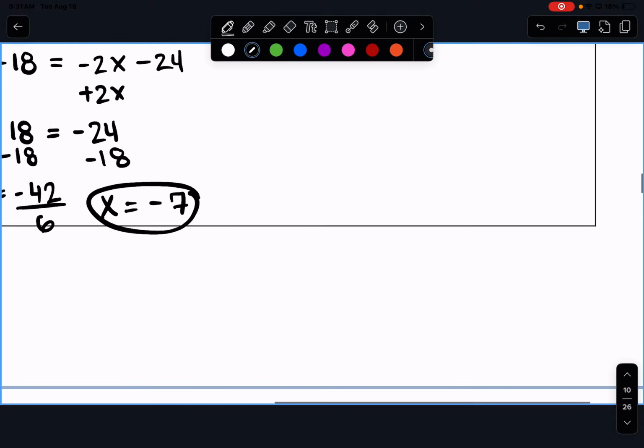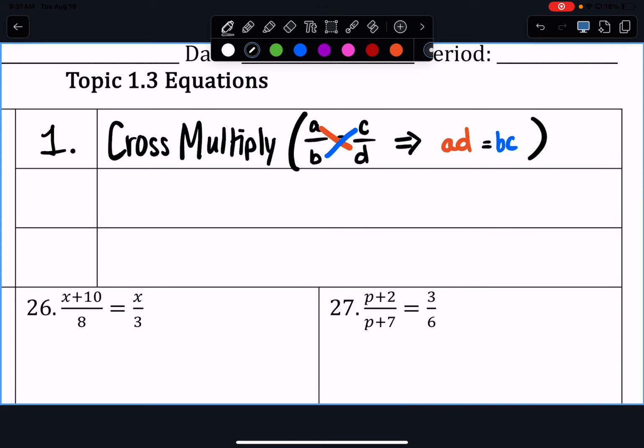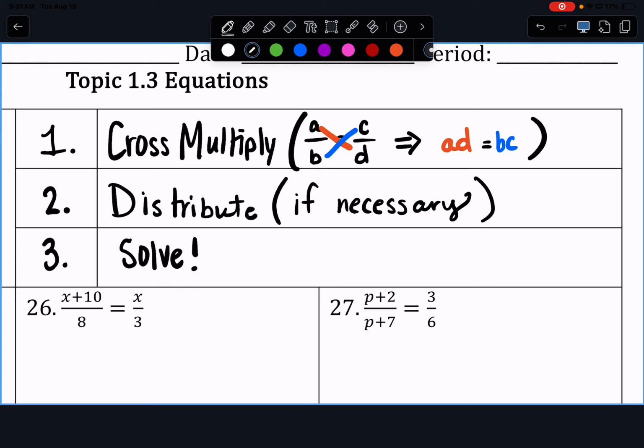8. All right. Now, the second thing we do once we cross multiply is we will distribute if necessary. Sometimes we will have problems where we don't need to distribute, sometimes we will. And then from there we are just going to solve this just like we do any multi-step equation. So we're going to go ahead and look at a few different ones of these.